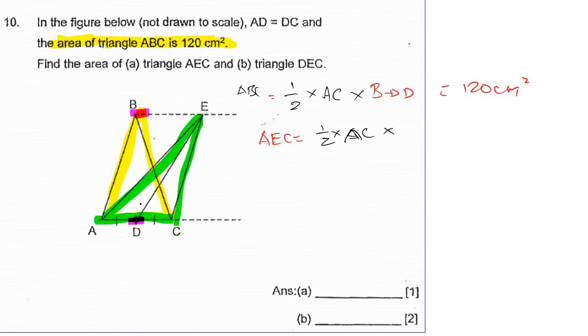Because from the base to the tip, can you see that B is actually equal to E when I stand out? So from the lowest point to the highest point, D is also equal to C when I stand out. This triangle also has the same height, which I can say is B to D. So it's also 120 centimeters square.